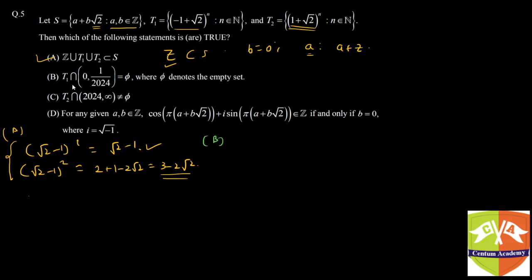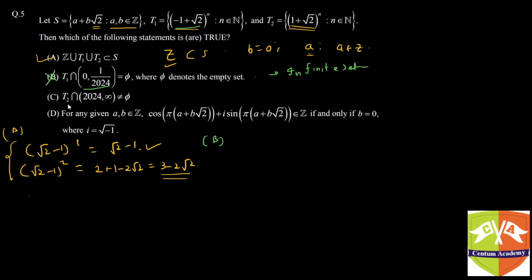Now it is saying that there is no element of T1 that has anything in common with (0, 1/2024). That is not true. The reason is root 2 minus 1 is a small number, smaller than 1. If you find its higher and higher powers, it will get smaller and smaller, to the point that as n goes to infinity, this will go to 0. So in this interval, there will be infinitely many values of T1 basically. So this is clearly not a null set. In fact, it will be an infinite set. So option B is false.